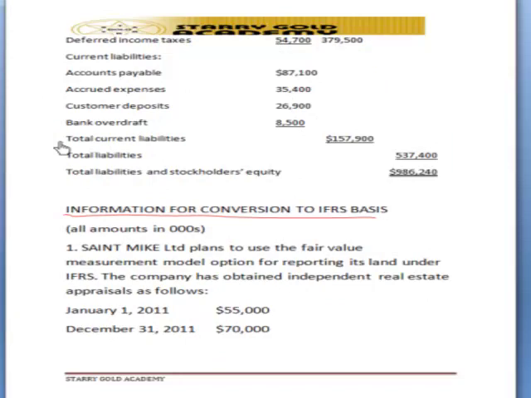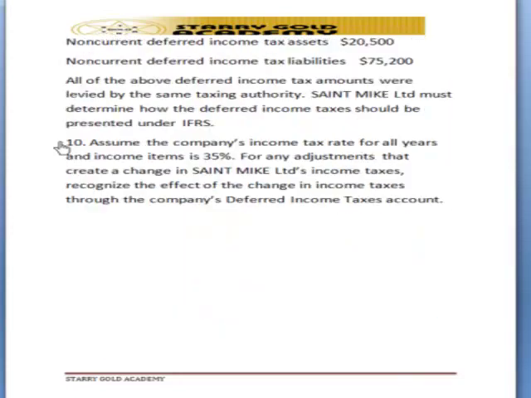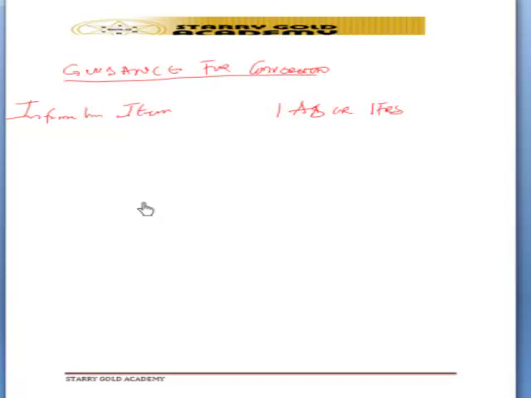St. Mike Limited plans to use the fair value measurement model option for reporting its land under IFRS. The company has obtained an independent real estate appraiser as follows. So additional information 1, or statement 1, we can be using the IAS 16 will be in force. IAS 16 is what we will use, and IAS 16 deals with what?